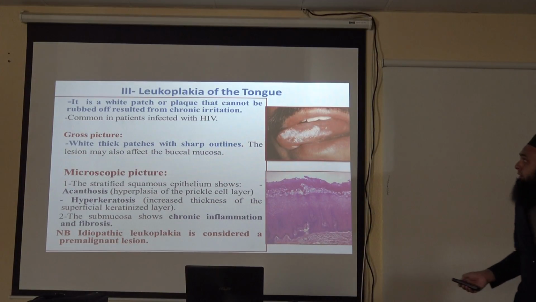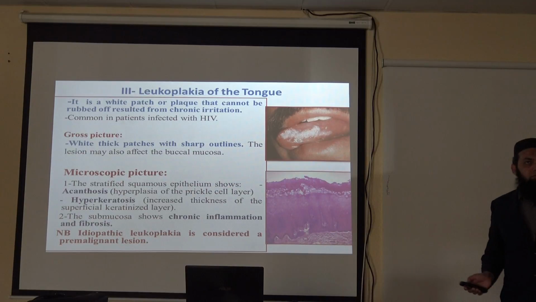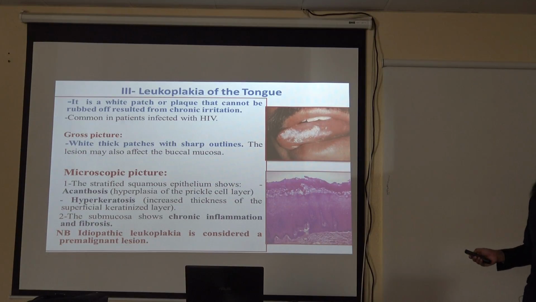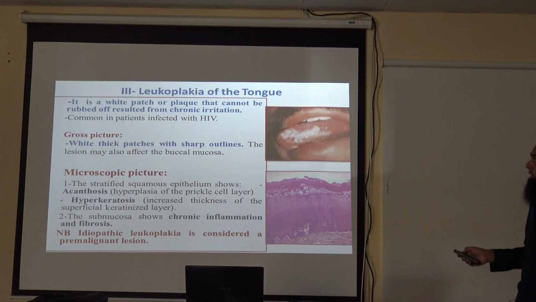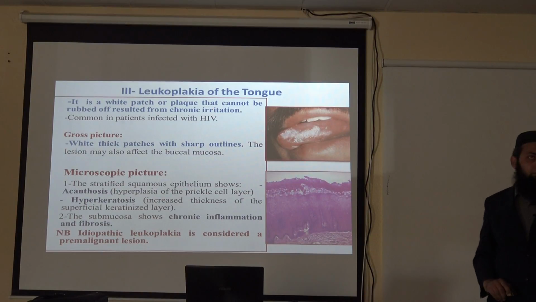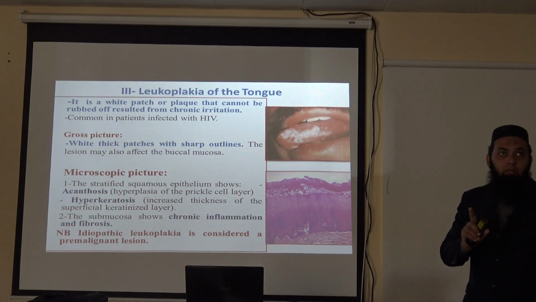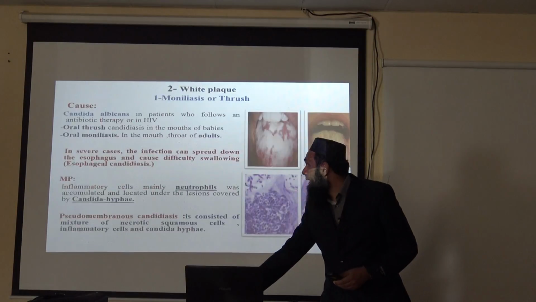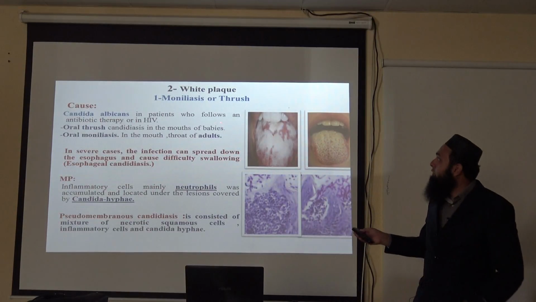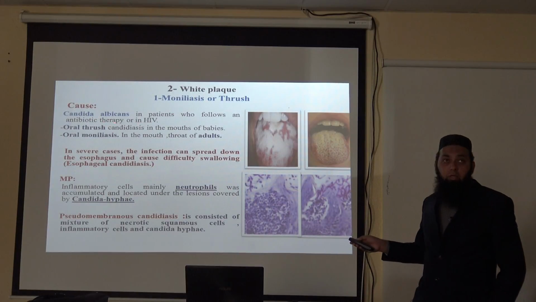Okay. The third one and the last one of this list is the leukoplakia of the tongue. Now look at the little difference between the first one and this one. It is a white patch of plaque that cannot be rubbed off, resulted from chronic irritation. The first one was due to what? That one I'm talking about, this moniliasis or thrush. It was due to candida.